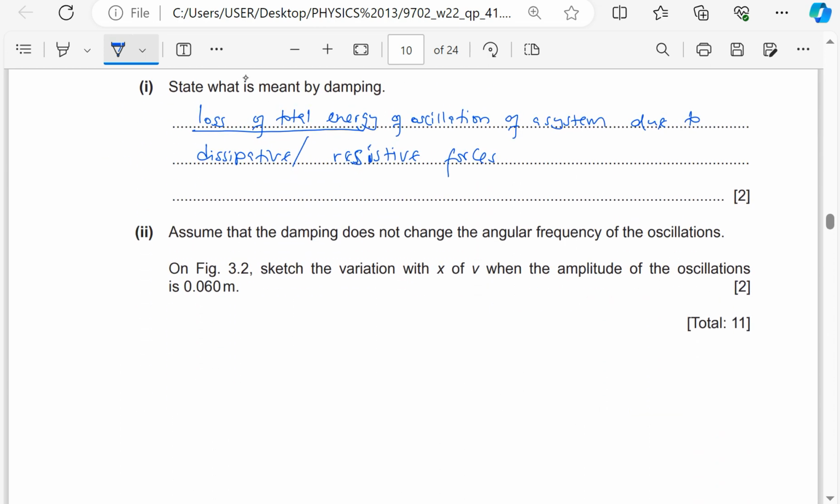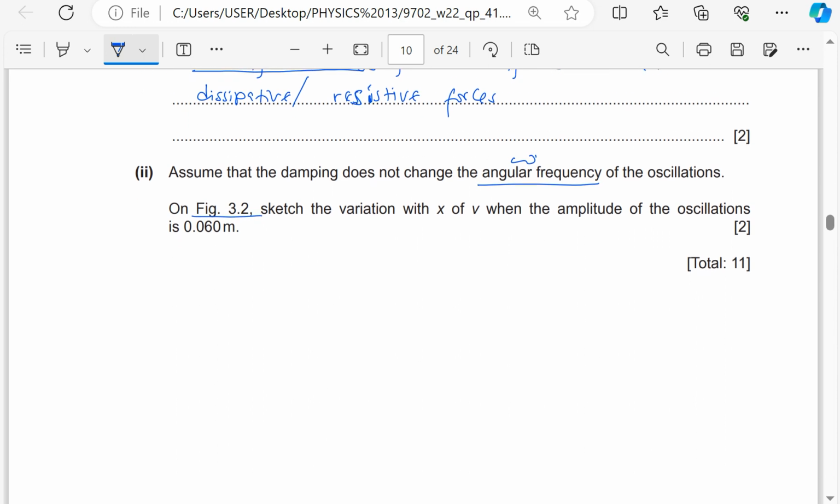Assume that the damping does not change the angular frequency, so omega is going to be the same. On the figure, sketch the variation with x. We are sketching on figure 3.2. The variation with x of v when the amplitude of the oscillations is 0.